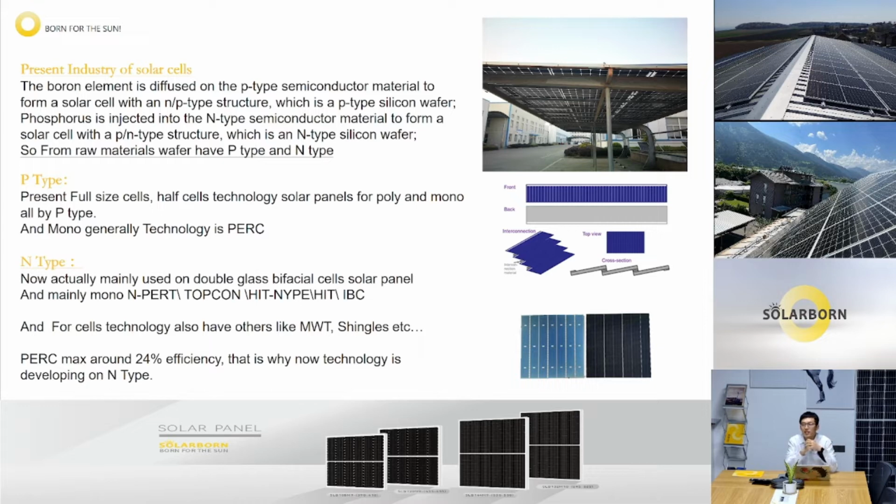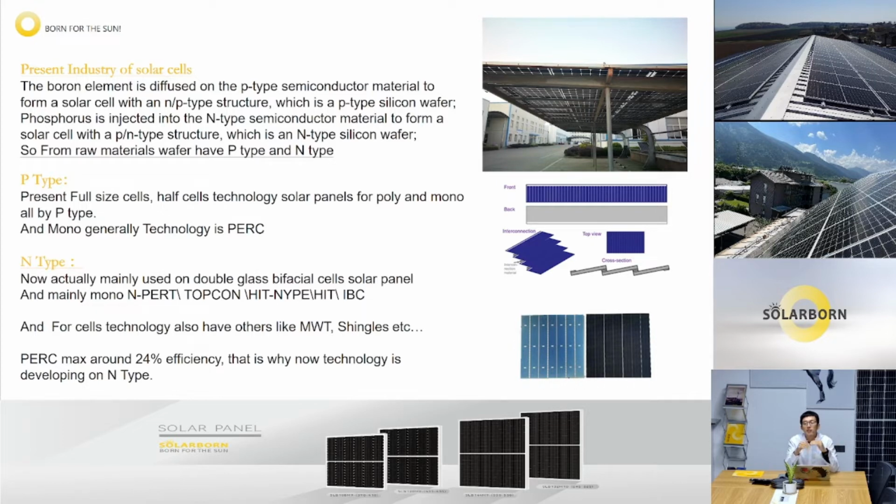But for the 156 millimeter or 125 millimeter solar cells, the market still uses the older technology. For the present, like the half-cut type, the 410, 550, 650 watt, normally all use PERC mono. It's the P-type material for the mono. And for N-type, normally for the double glass and bifacial solar panels, we use the N-type.